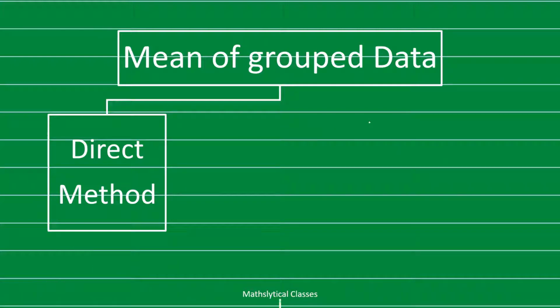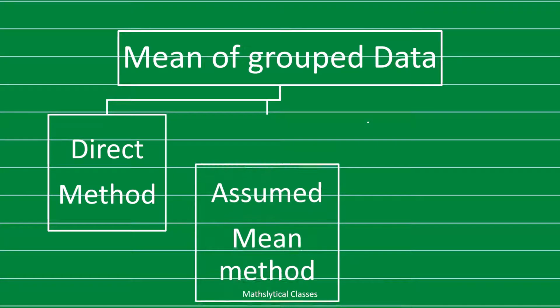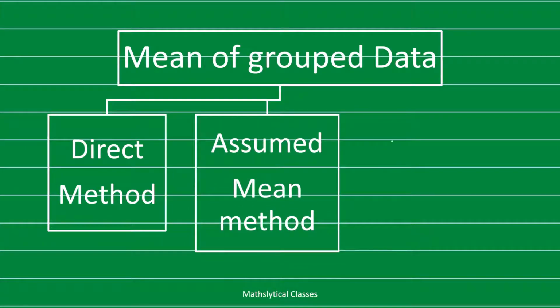The second method is the assumed mean method. It's another way to find the mean of grouped data. Why is this assumed mean method useful? Because sometimes in the direct method the calculation becomes very tough. The entries in the data are very large, the frequencies are very large, xi's are very large. When you multiply large entries, they become even larger, and then you have to add them, so the calculation becomes tough.